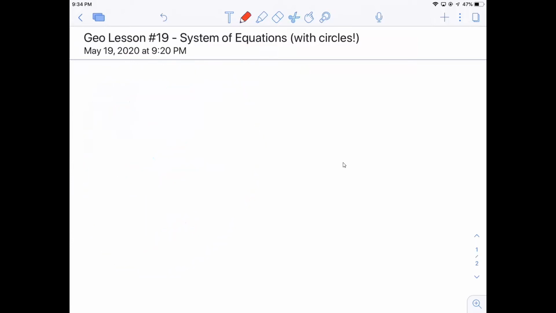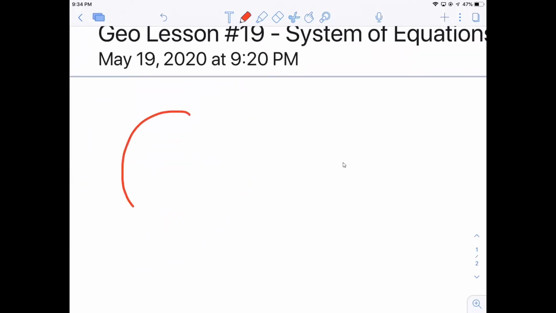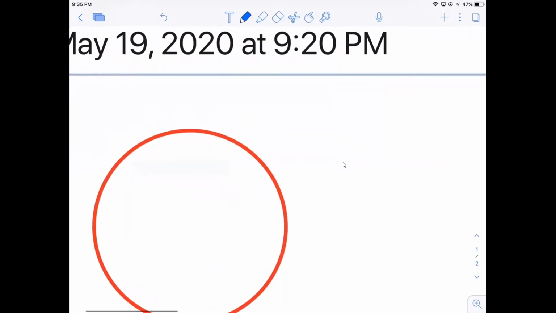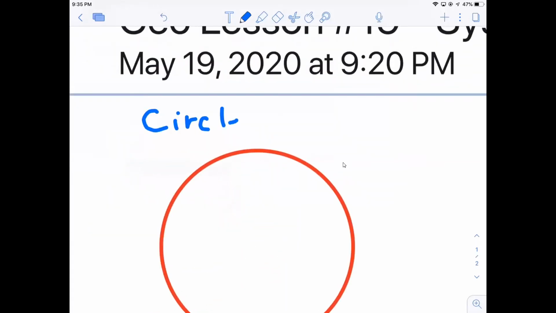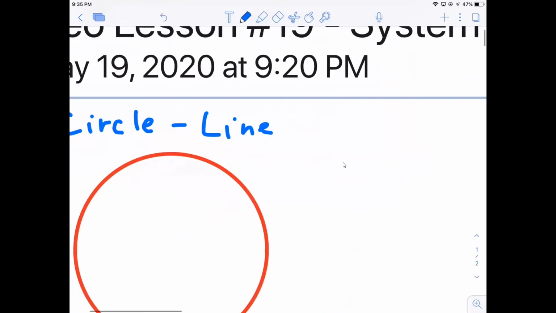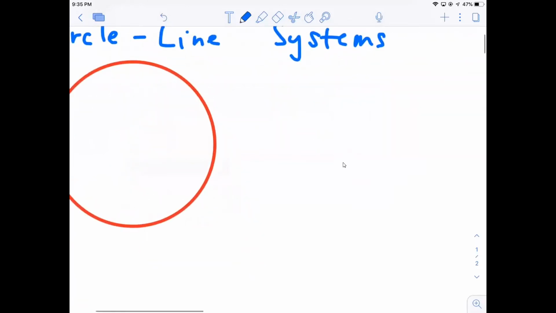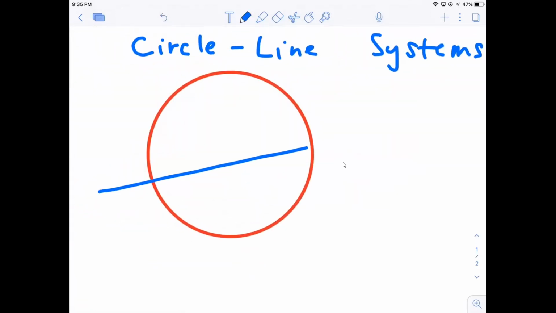Today we're going to take a look at a system that involves a circle. We could do circle-quadratic and circle-absolute value systems, but we do that in Algebra 2. For us, we're only going to focus on circle-line systems. Let's think about how many solutions a circle-line system could have. We have a circle here. If we draw a line, it can intersect two times, so we would have two solutions to the system.